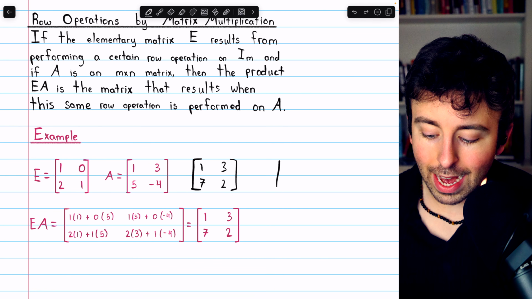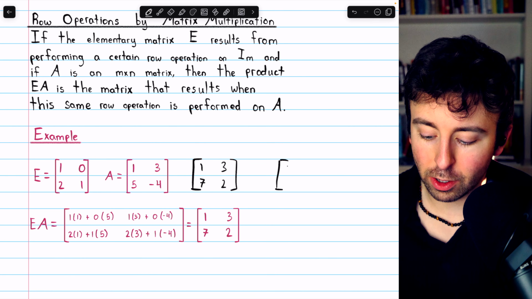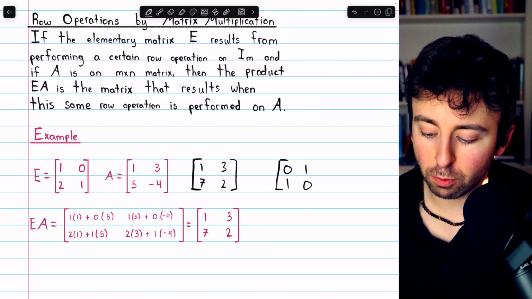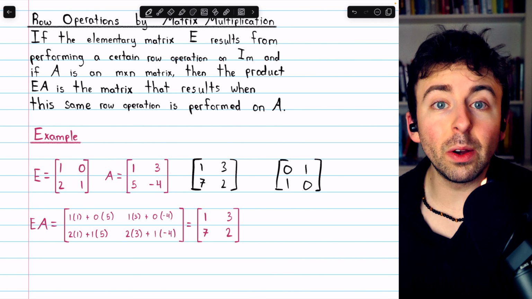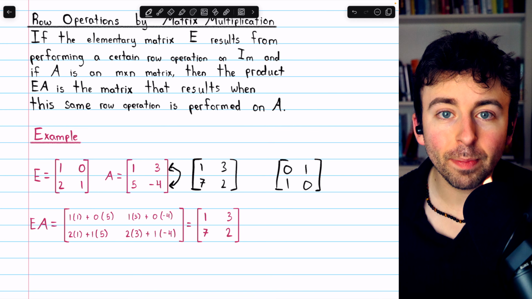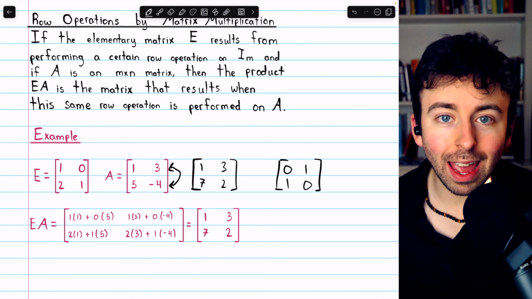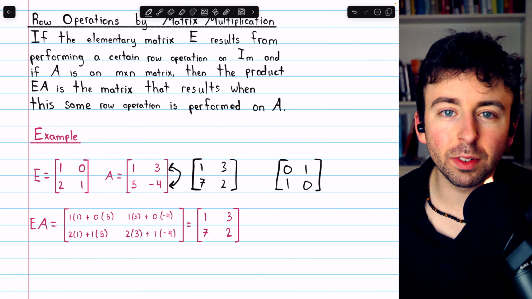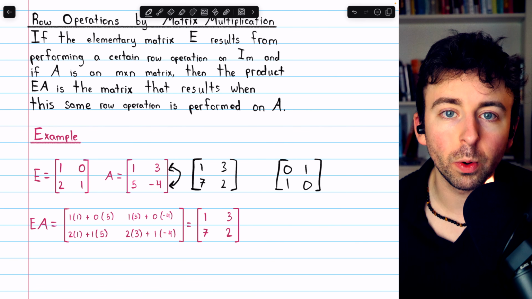If we had multiplied A by this elementary matrix that results from swapping rows 1 and 2, it would have the effect of swapping rows 1 and 2 of matrix A. So again, multiplication by an elementary matrix gives us another way to view the performing of elementary row operations.